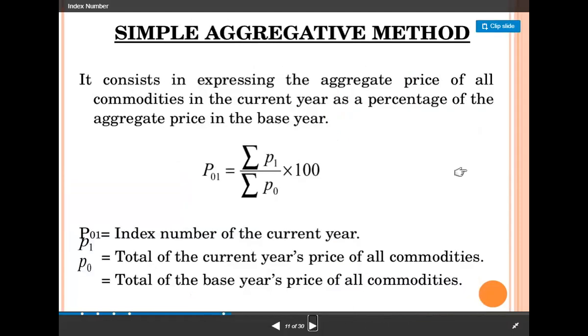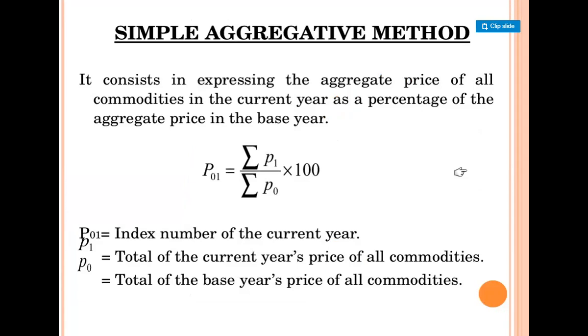So now, what is the first one? Simple aggregative method. Here, what are the notations and formulas we use to calculate the simple aggregative method? It consists in expressing the aggregate price of all commodities in the current year as a percentage of the aggregate price in the base year. What is the notation for the simple aggregative method? P naught one. So P naught one means what?